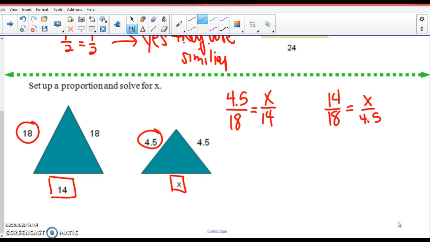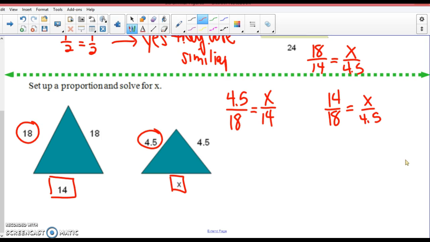Tell me if I'm right or wrong. What if I did 18 over 14? Could I then do X over 4.5? Look what I did. 18 over 14, and then I did X over 4.5. Does that match? Does that match?